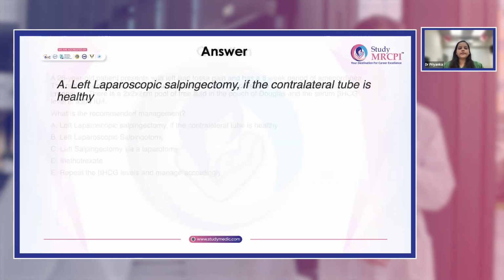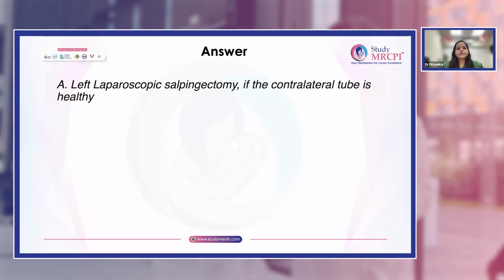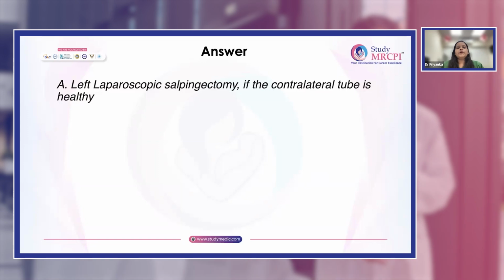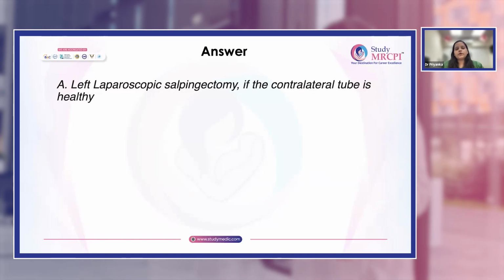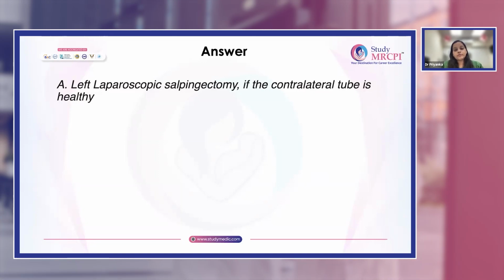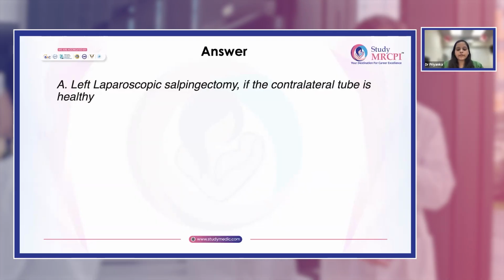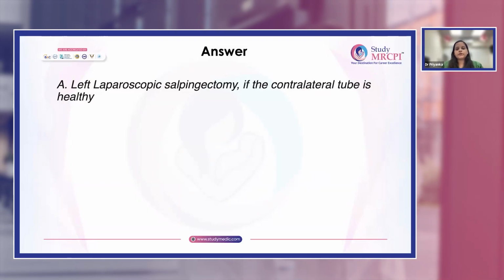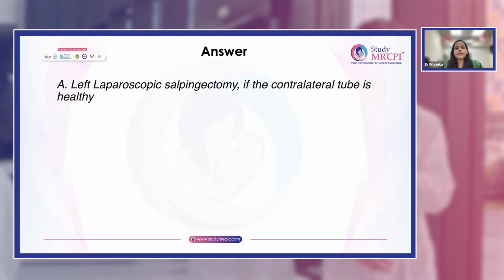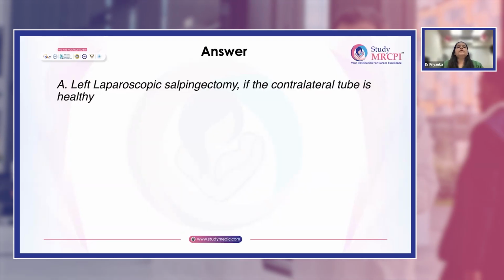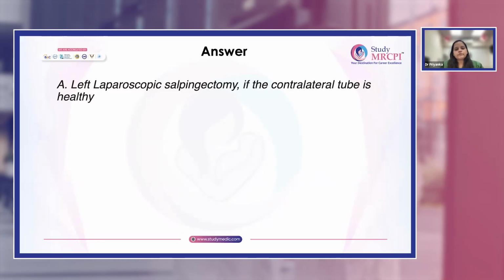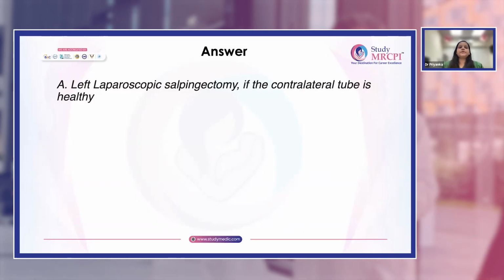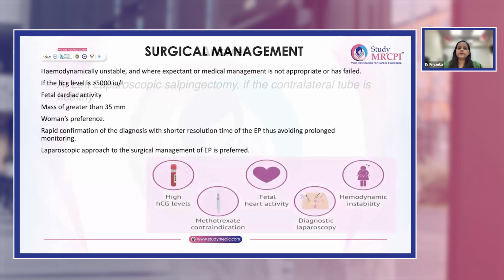This is what the guideline says. So if the contralateral tube is healthy, the management is to do the salpingectomy. But if the contralateral tube is not healthy, or if the patient has any history of subfertility, in that case we can do a salpingotomy, but we need to tell the patient that further follow-up is required, because it is associated with persistent ectopic, and hence further follow-up is required in case of salpingotomy.